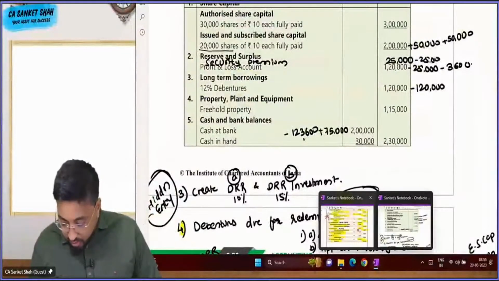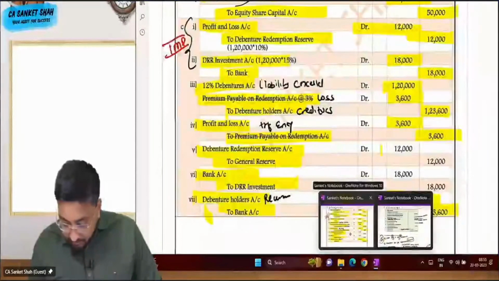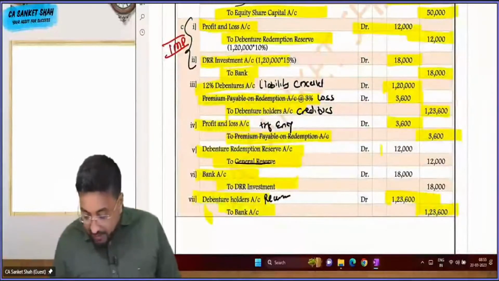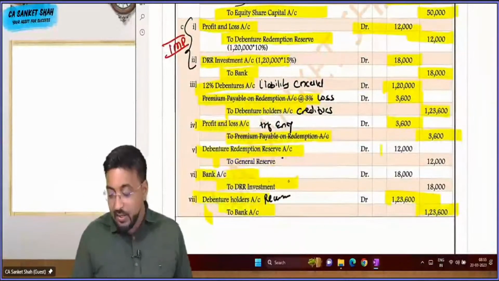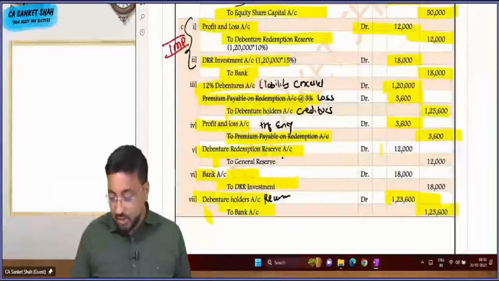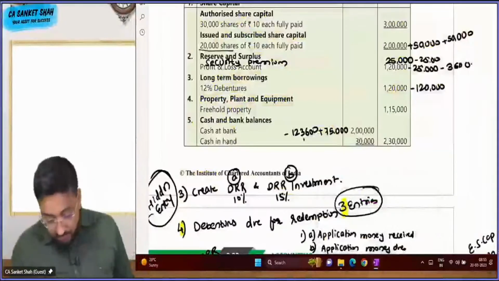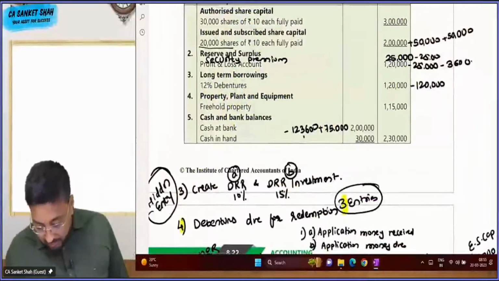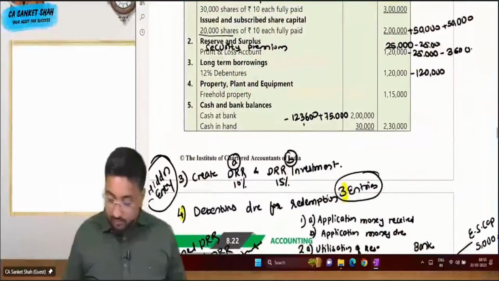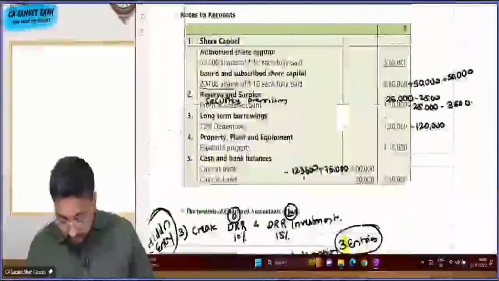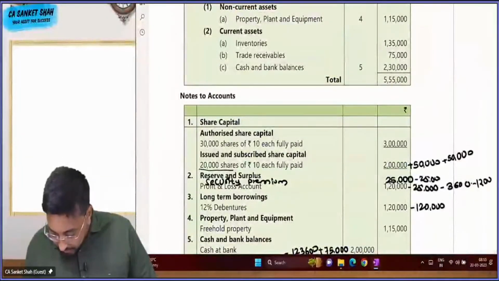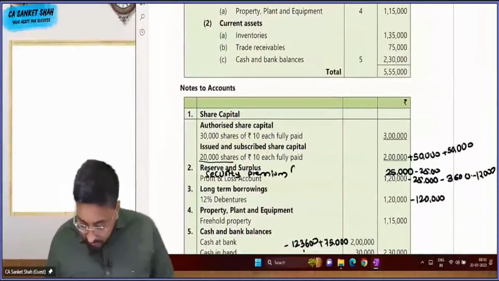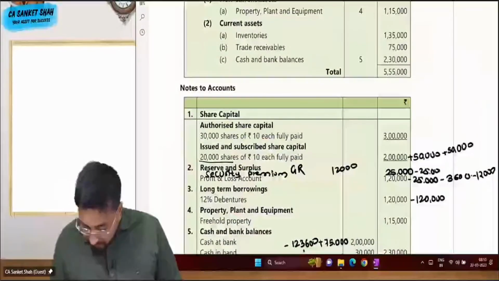And DRR to general reserve करने से अच्छा है DRR to P&L कीजिए. DRR to general reserve or DRR to P&L, but more appropriate is general reserve if you have a balance in general reserve. Okay, P&L में balance है तो आप उसको transfer कर दीजिए. So what is the DRR amount बेटा? 12,000 है ना. Okay, so it's better 12,000. जनरल रिजर्व एक नया अकाउंट खोलिए 12,000.